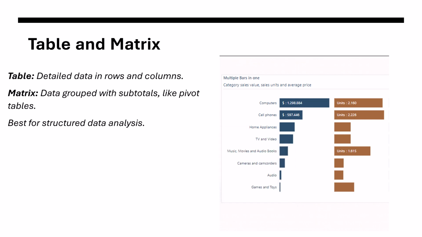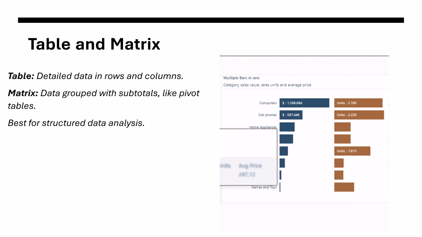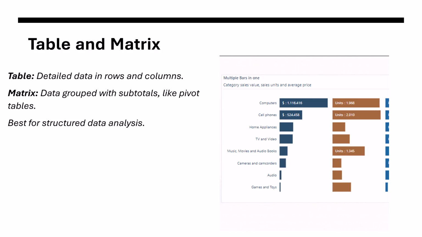Tables and matrices are best when you need to display a lot of detailed data. A table shows raw data in a simple grid format, while a matrix lets you group data across rows and columns, similar to a pivot table in Excel. These visuals are perfect when users need to drill down into specific values and explore the numbers behind their charts.